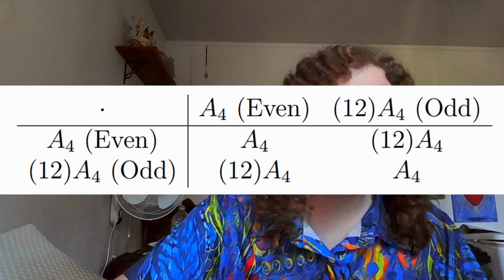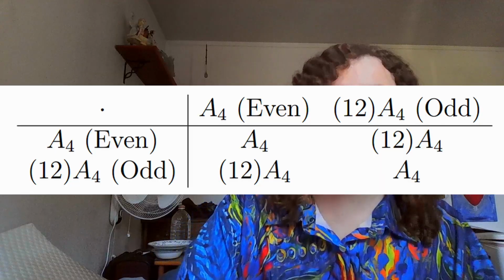Having identified the two cosets explicitly, we can display their multiplication at the coset level. Here it is. This table shows that coset multiplication in S4 with respect to A4 is well defined. No matter which representatives you pick from each coset, the product lands in the same coset.